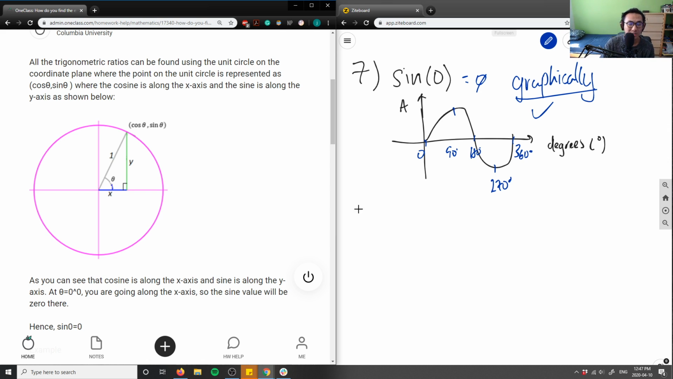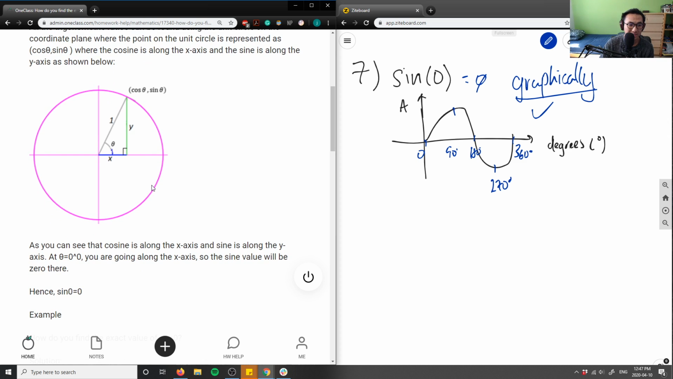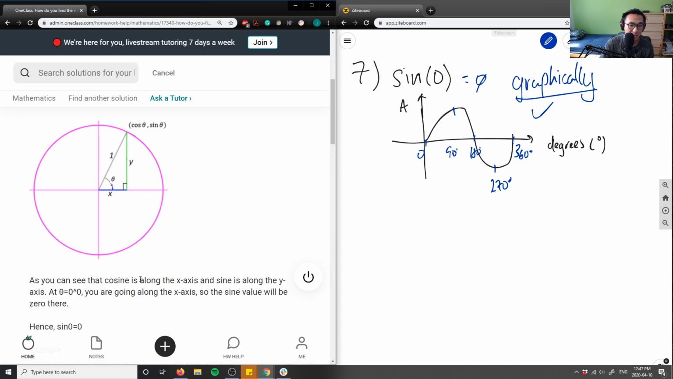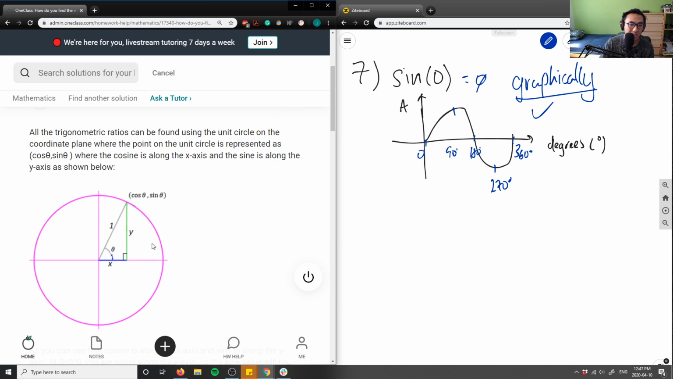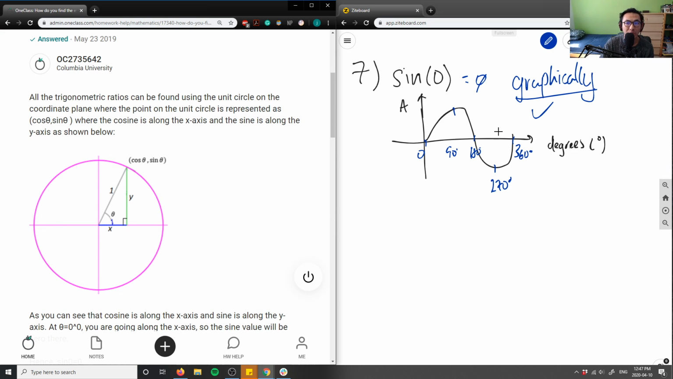Because remember, SOHCAHTOA states that sine is opposite over the hypotenuse, right? So again, sine 0 is 0. As you can see, the cosine is along the x-axis and the sine is along the y, right? So at theta equals 0, you're going along the x-axis, so the sine value here would be 0. Here you're using a unit circle to prove that sine equals 0.